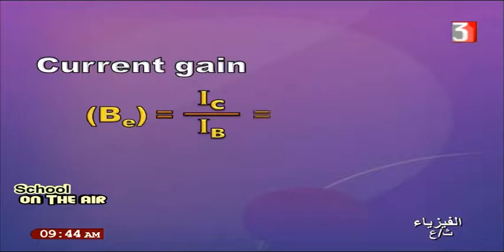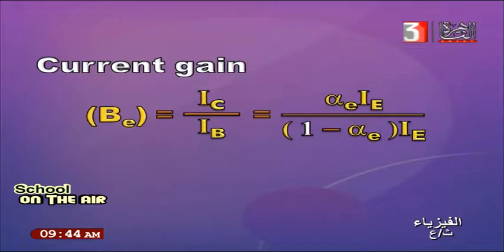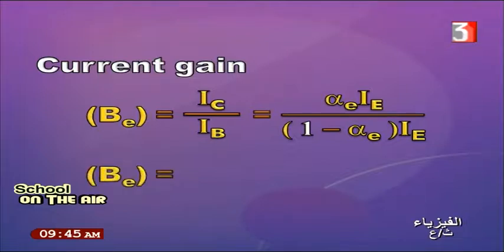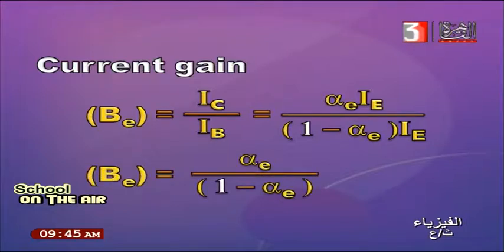The current of the collector is a fraction of the current of the emitter: alpha E times IE. And we managed to obtain the current of the base to be equal to 1 minus alpha E, between two brackets, times IE. Of course, IE will be cancelled out. So current gain, and you'd better memorize this, it is very important in solving problems: current gain equals alpha E over 1 minus alpha E.